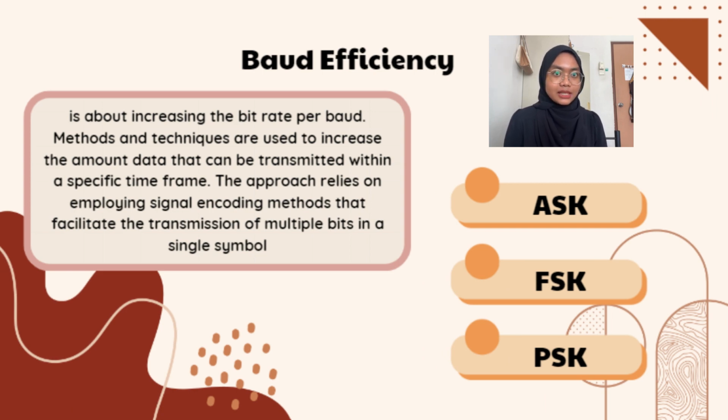Now we proceed with baud efficiency. Baud efficiency is about increasing the bitrate per baud. Methods and techniques are used to increase the amount of data that can be transmitted within a specific time frame by packing more bits into a single symbol or baud. Some of the most common encoding techniques used to increase baud efficiency include ASK, FSK, and PSK.